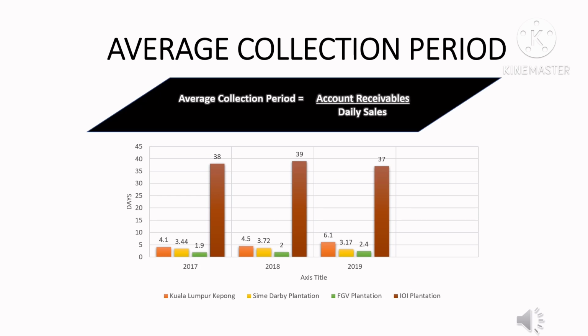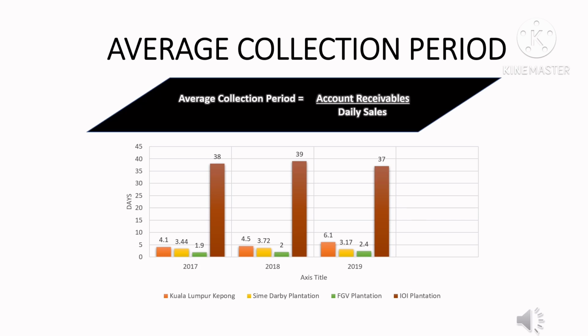Over the 3 years, IOI Plantation had the highest average collection period. It is slightly high when you consider that most companies try to collect payments within 30 days. It means that the company is not as efficient as it needs to be when staying on top of collecting accounts receivable. However, the increasing ratio over the past 3 years reflects that the company has a problem in collecting debt.